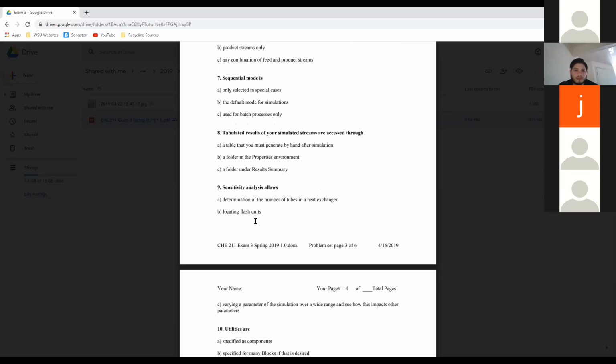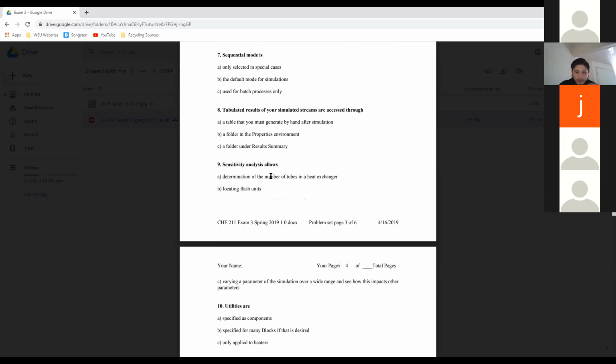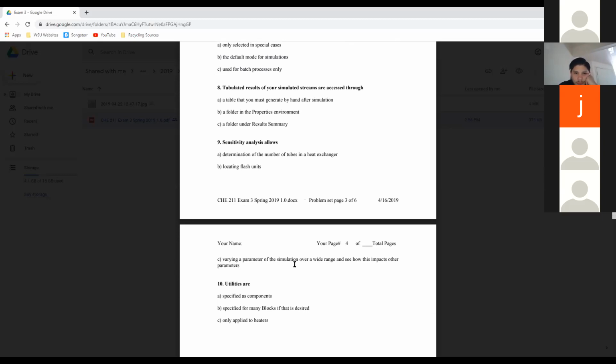9, sensitivity allows determination of the number of tubes in a heat exchanger, locating flash units, varying a parameter of the simulation over a wide range to see how this impacts other parameters. So we've seen that we can use this for things like how much mass is in a vapor stream, all sorts of things: change one thing and get a couple answers out.